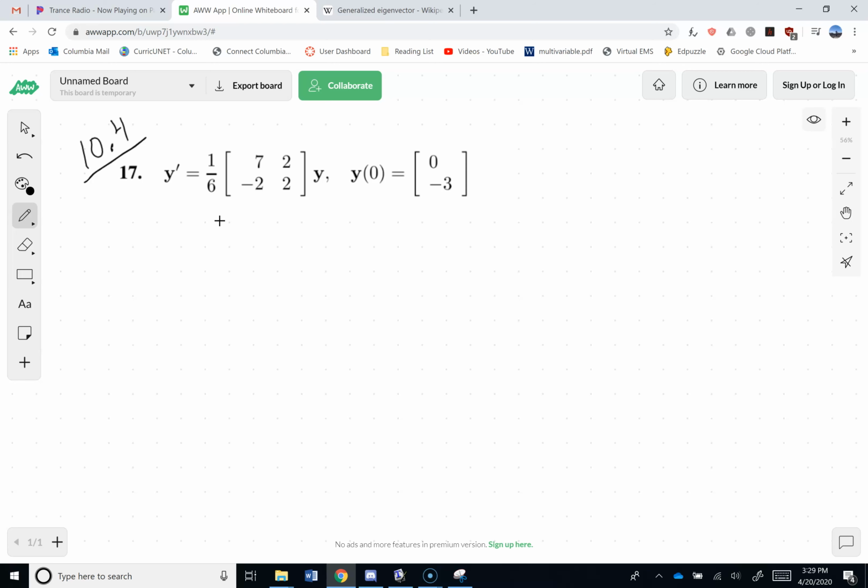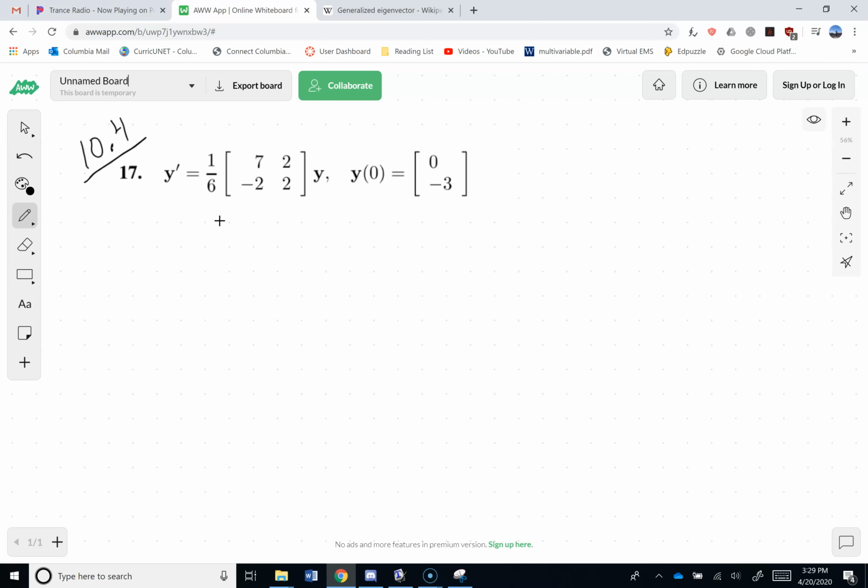All right, so we're looking at 10.4, number 17, where we have y prime is a sixth times the matrix 7, 2, negative 2, 2, times y. And we have initial conditions, for which we say, hooray.